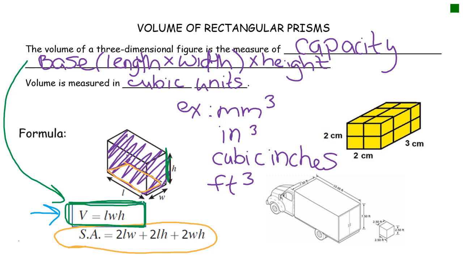So you could see examples would be maybe this truck over to the side here. If you wanted to see how much space was inside this truck, to see how much stuff you could fill up inside of it, you would just multiply those three dimensions together. Same thing for this little cube. Yes, it's a cube. All the length, width, and height are the same. You just multiply all three of those together.